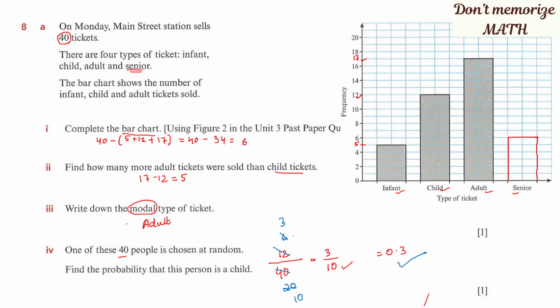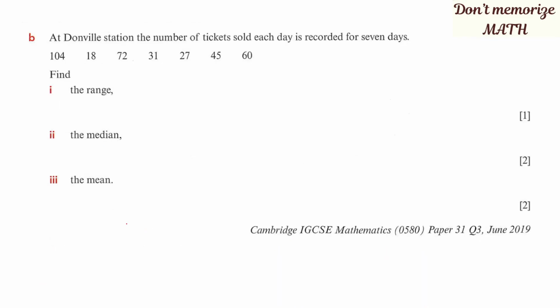Okay, so next: at Donville station, the number of tickets sold each day is recorded for 7 days. Number of tickets: first day, second day, third day, like that, for 7 days, they recorded. Find the range.